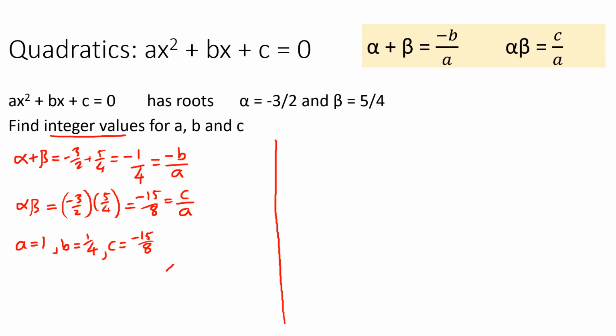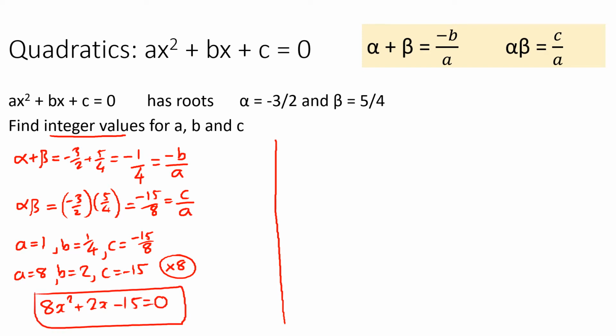So our biggest denominator is 8, so let's times them all by 8, and that'll give us that if a equals 8 and b equals 2 and c equals minus 15, then this expression should actually work. So our solution should be 8x squared plus 2x minus 15 equals 0. You get the idea. So I quite like that little cheat. So you obviously work out your expressions and then just say a is equal to something and take it from there.